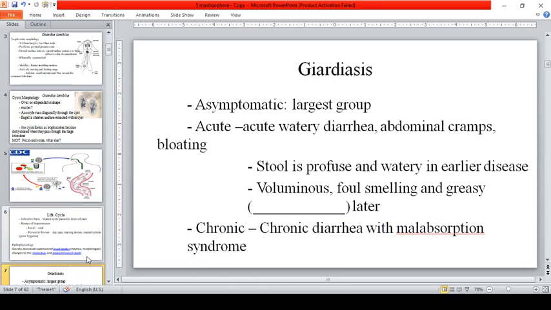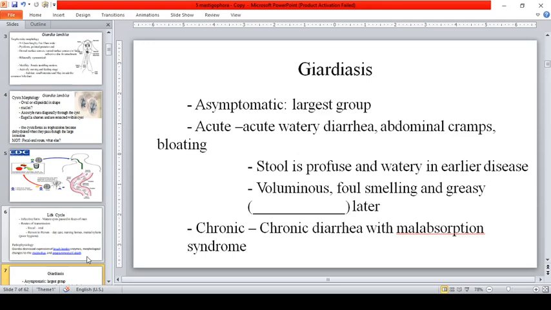Okay, so mostly are asymptomatic. Most persons infected with Giardia are asymptomatic. And what does that mean, guys? Wala silang symptoms. So, acute watery diarrhea, possible din na magkaroon ng abdominal cramps as well as bloating.